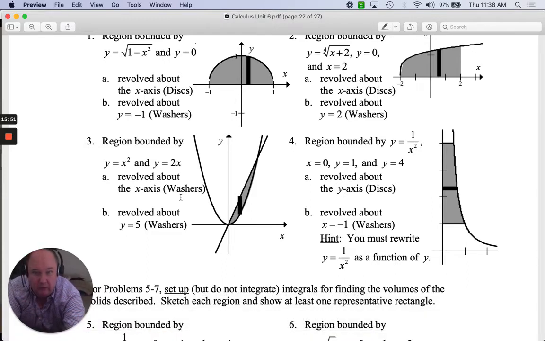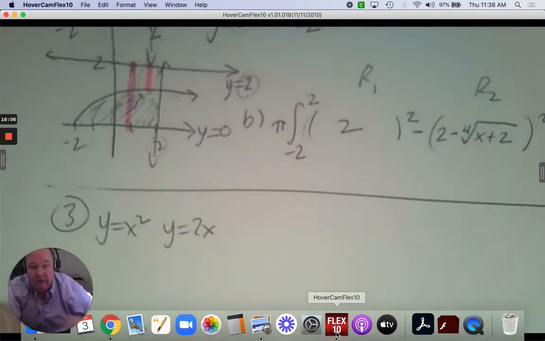So the first one and the second one, both of these are going to be washers because there's a space between the area and the axes. And there'll be a space between this and y equals 5, which will be above. Okay, so step 1 is we're going to draw it.